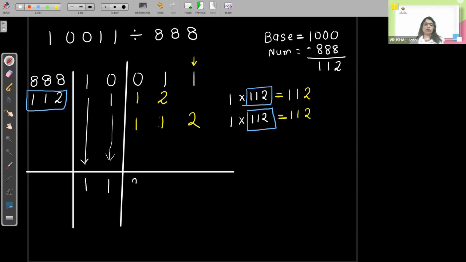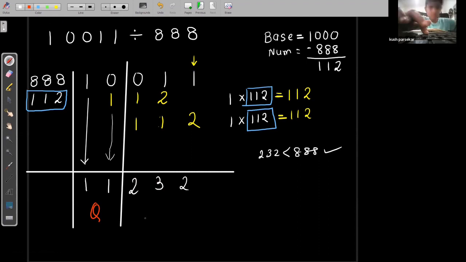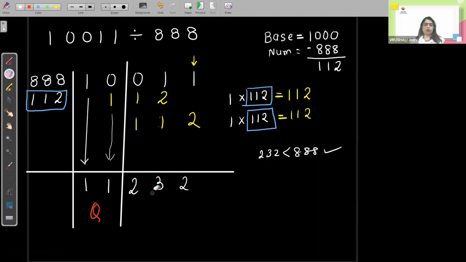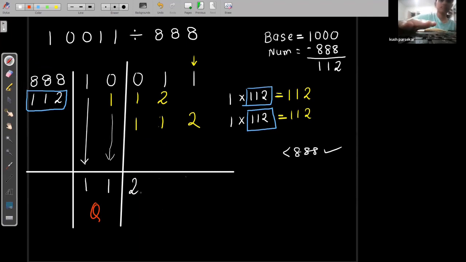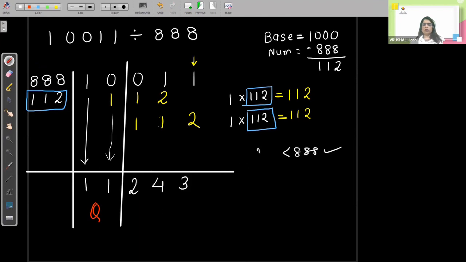That's going to be 1 plus 1 will give you 2, 2 plus 1 will give you 3, and that will give you 2. Correct? So, just check. 232 is less than 888. Yes, it is. That gives you the quotient. Isn't the answer 2424243? Why? Oh yeah, I added only the yellow part, no? Yes, ma'am, correct. Sorry. That's equal to 243. Yes. This is the quotient and this is the remainder.